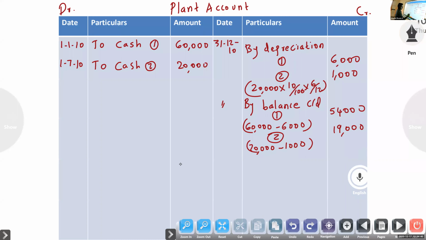Debit side total 80,000. So first year no problem. Second one, depreciation, how to calculate: 20,000 into 10% into 6/12.